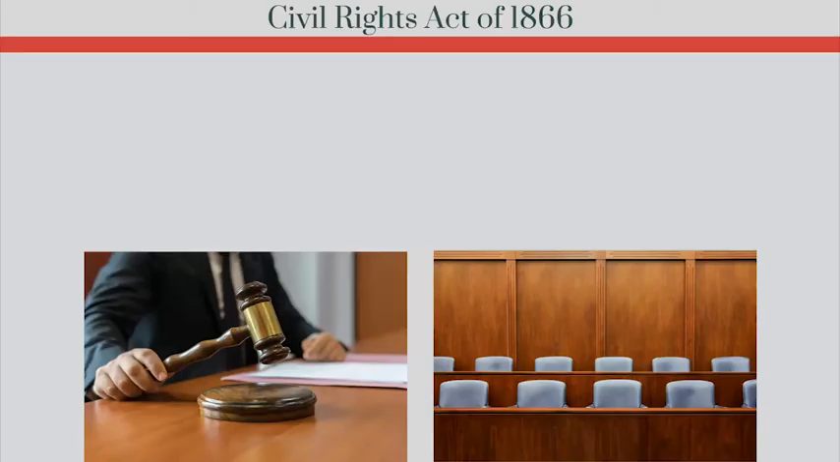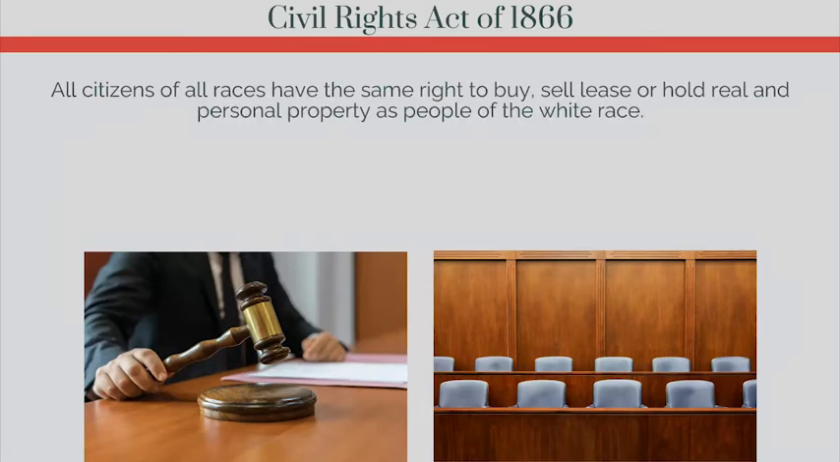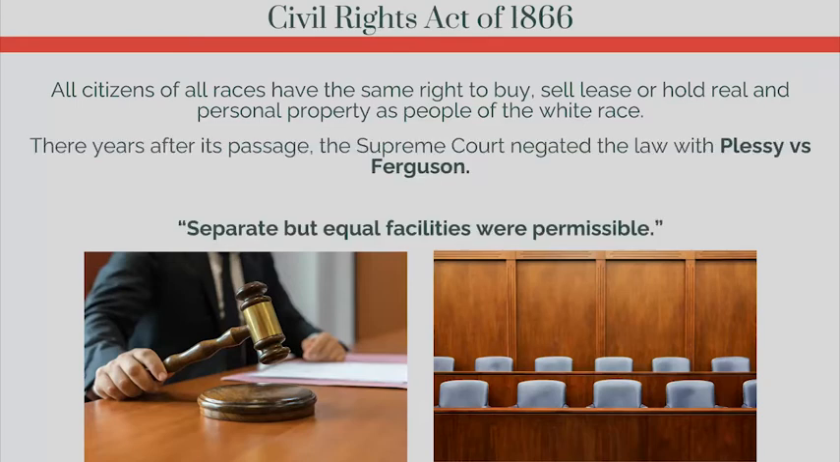Civil Rights Act of 1866. All citizens of all races have the same right to buy, sell, lease, or hold real and personal property as people of the white race. Years after its passage, the Supreme Court negated the law with Plessy v. Ferguson. Separate but equal facilities were permissible.